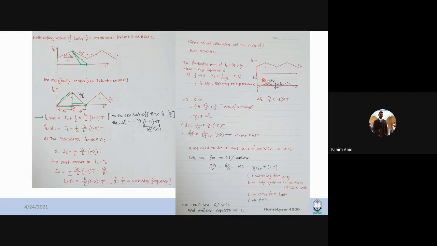So this delta Q, the amount of charge stored during this time, is going to be C dV, because we know from the formula of the capacitor that C is equal to Q divided by V. So the amount of charge that is stored for a given voltage is the capacitance value. So this equation comes from there. So we know that dQ is equal to C dV. And this is actually the area here.